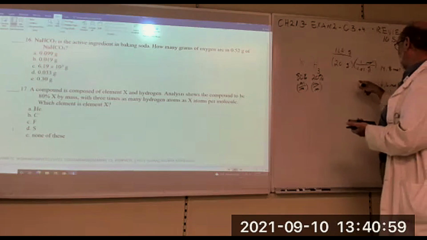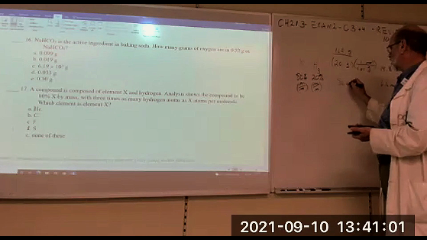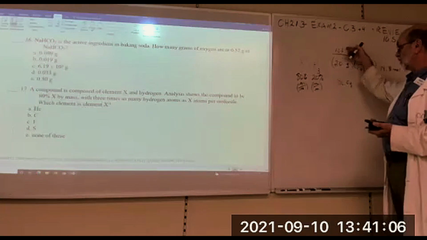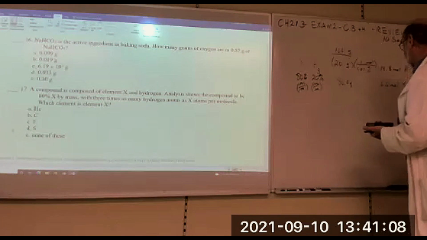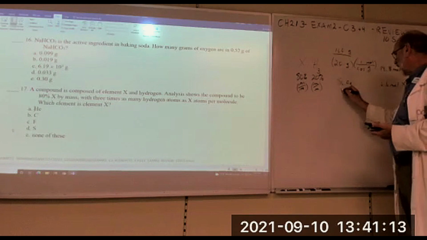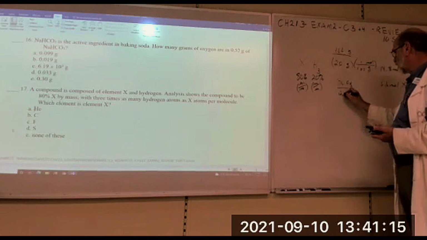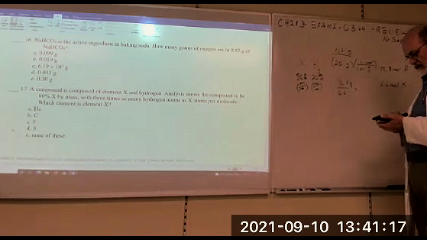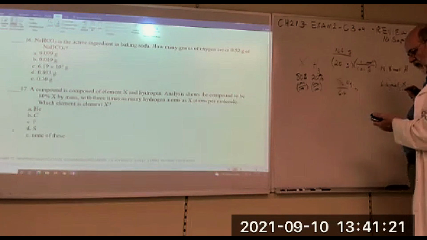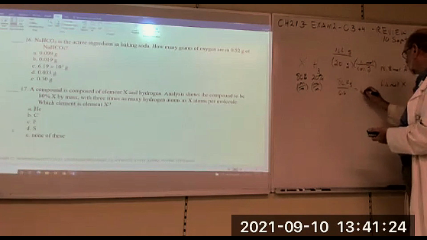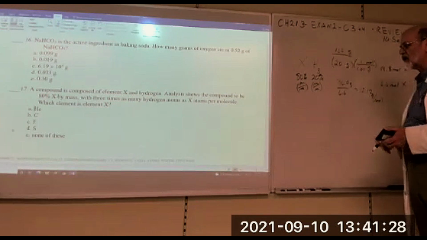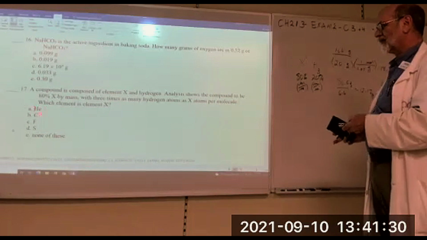But how many grams is that? It's 80 grams, isn't it? Right, this is 20, that's 80 to make up 100. Okay, so we got grams and moles, don't we? So we say 80 divided by 6.6 grams per mole equals what? 12.12. 12.12 grams per mole. Okay, which one comes closest to that one? Carbon. Yeah, it's carbon.